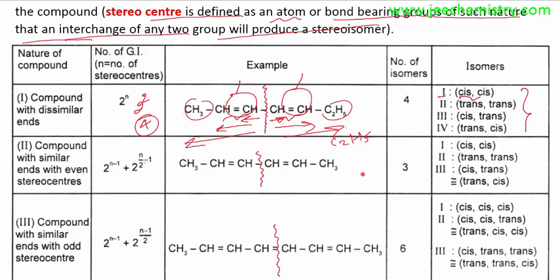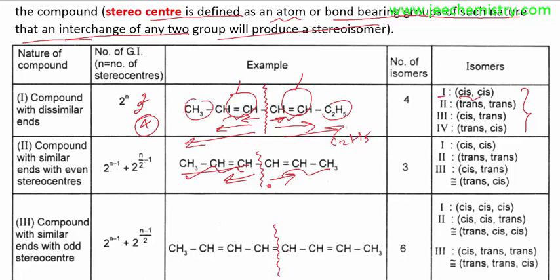Now, next step: compounds with similar ends and an even number of stereocenters. In a similar way, if we proceed this way and this way, we will find the same thing. Similar end means this side is the same as this side. If you draw a plane in the middle, then everything will be similar. Left and right will be like a mirror image. That is called similar end.